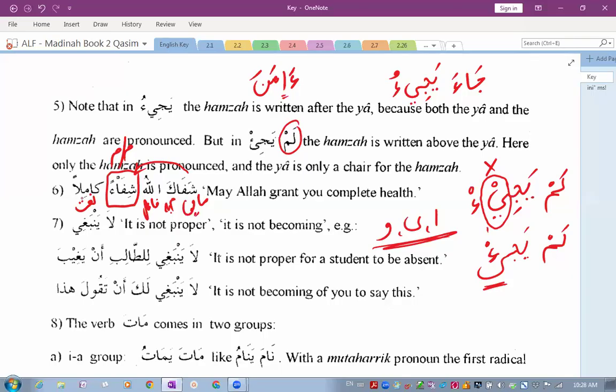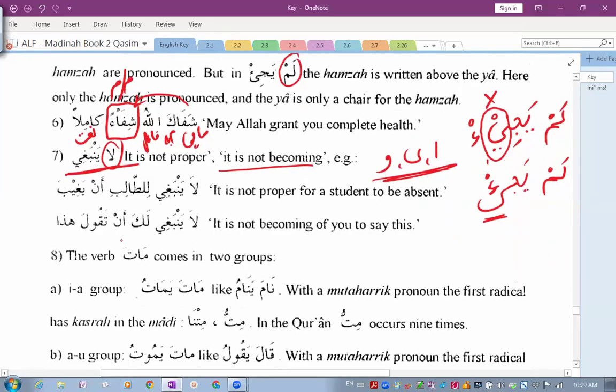Point number 7. La yambaghi, it is not proper. So yambaghi, it is proper. La yambaghi, it is not proper. It can also come with ma yambaghi. It comes in the Quran Majid also. It is not becoming, it is not proper, it is not suitable. It does not befit. Example, La yambaghi littalibi an yaghiba. It is not proper for a student to be absent.